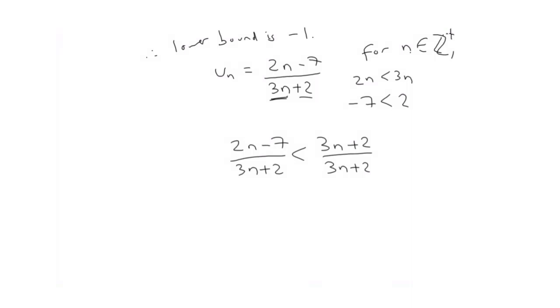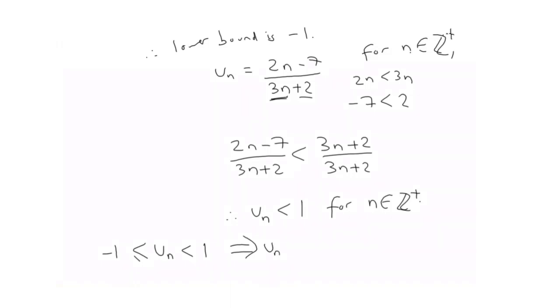So 3n plus 2 over 3n plus 2 is obviously 1. So that means un is always going to be smaller than 1 for positive integer n. And hence, un, well, we know it's now smaller than 1, and we know it's greater than or equal to minus 1, and therefore un is bounded.